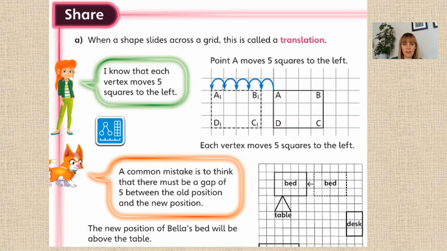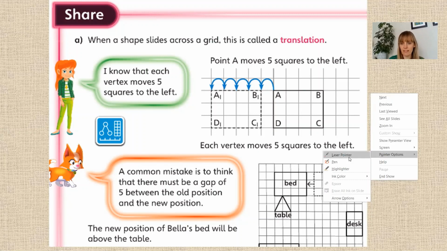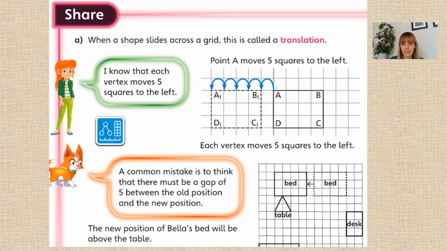So you can see on the diagram here, let me get my pointer a minute, I think that might make it a little bit easier. So you can just see here, if we look at the vertex A, if we move that 1, 2, 3, 4, 5 squares to the left, that's the new vertex of where her bed is moving to. We can do that with every single corner.